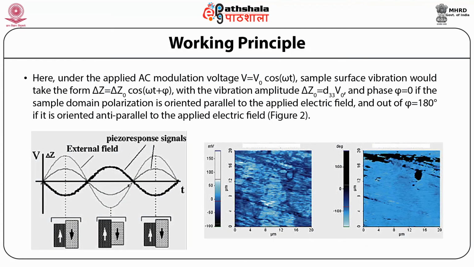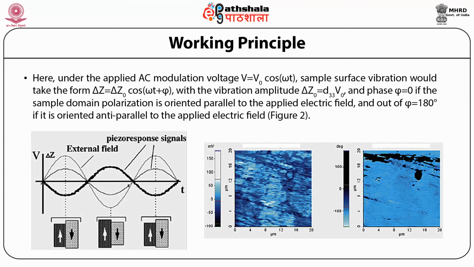Now, under the applied AC modulation voltage, V equals V_0 cos omega t, the sample surface vibration would take the form delta Z equals delta Z_0 cos(omega t plus phi), with the vibration amplitude delta Z_0 equal to d33 V_0, and phase phi equal to 0 if the sample domain polarization is oriented parallel to the applied electric field, and phi equal to 180 degrees if it is oriented anti-parallel to the applied electric field, as shown in this figure.